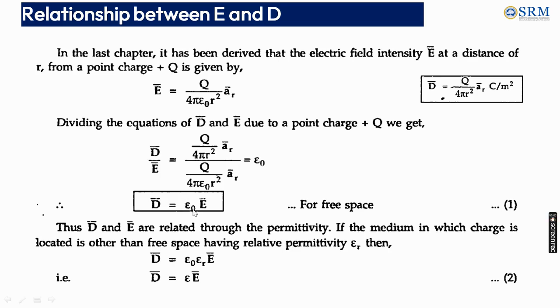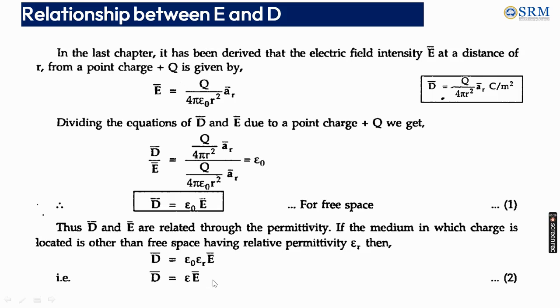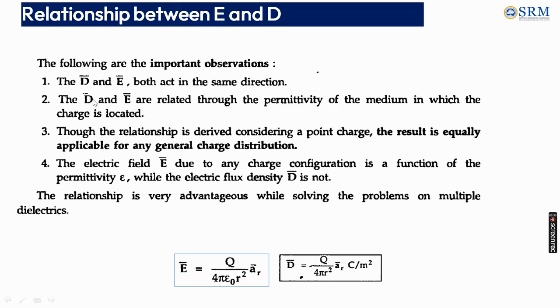If it is not free space and we are placing our charge in some other medium, then the D vector turns out to be epsilon naught times the relative permittivity times the electric field intensity. So D vector is equal to epsilon E vector. This is our final relationship. From the above relationship, we can make some observations. First, the D vector and E vector have the same direction, and they are related through the permittivity of the medium where the charge is located.